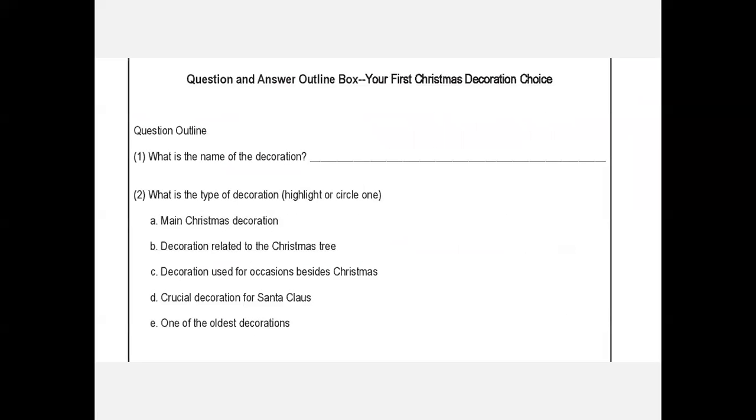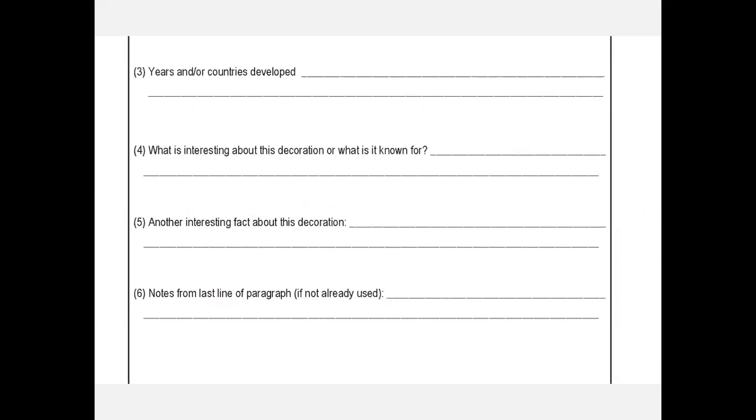So here are the questions. Number 1, what is the name of the decoration? What is the type of decoration? So they can highlight or circle 1 there. Main Christmas decoration related to the tree, decoration used for occasions besides Christmas, crucial decoration for Santa, one of the oldest decorations. Then years and or countries it was developed in. So they all have something about that information that they can pull from the paragraph.